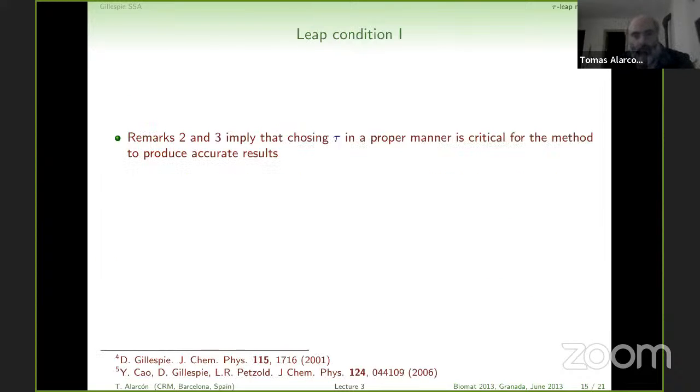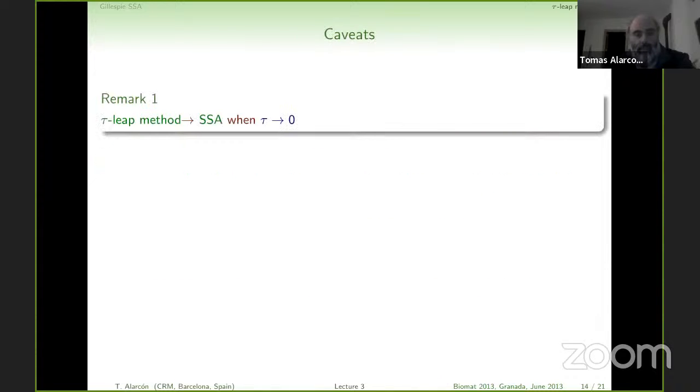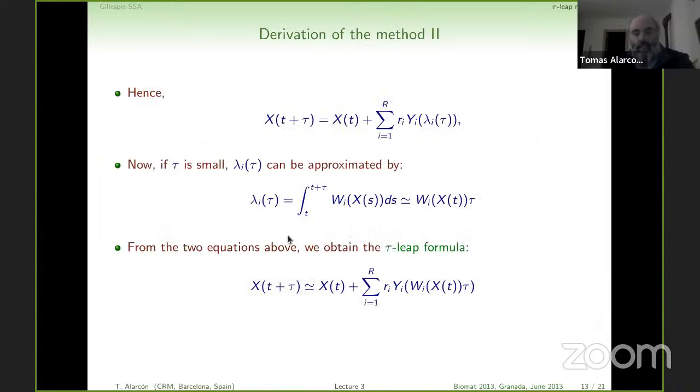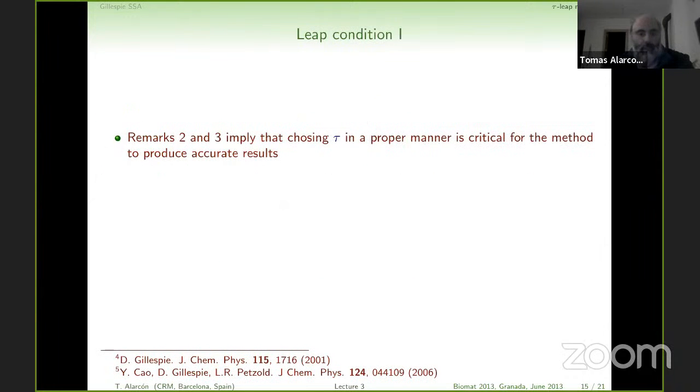Okay, so now we go back to the leap condition, which is basically the condition under which we can make this approximation. By the way, I forgot to mention this: the tau-leap method was also proposed by Gillespie as an improvement in the efficiency of his original algorithm. And there are many versions of this method.